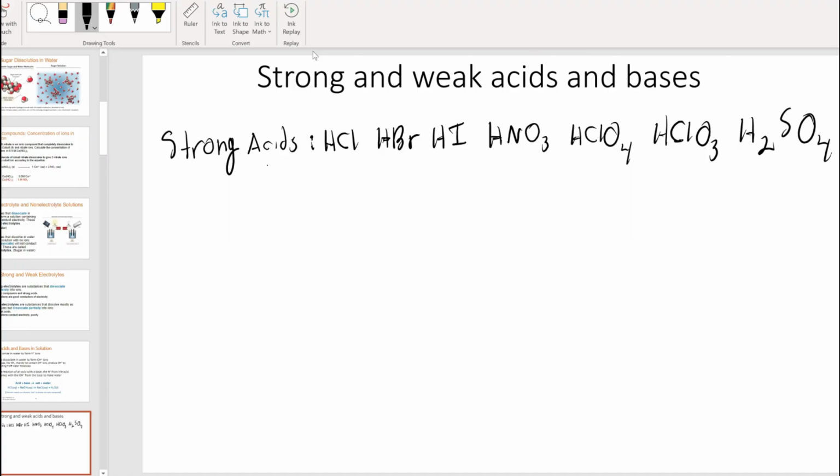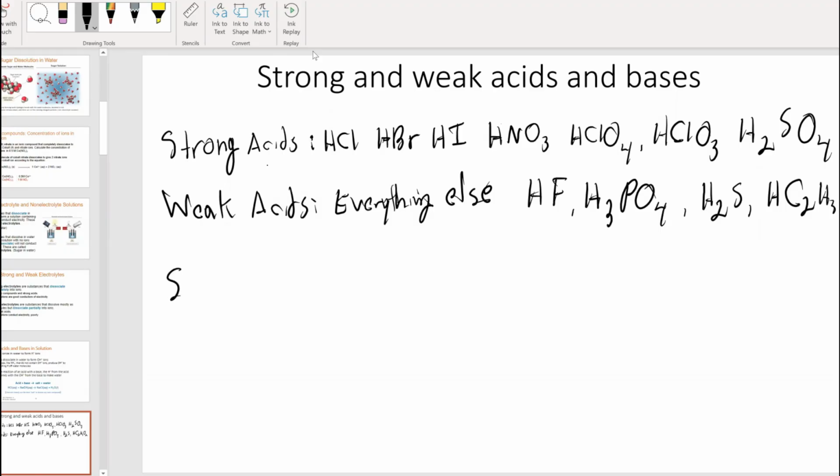And they're not in strong to weak order by any means, but this is a list of all of the very common strong acids. What about the weak acids? Is there an acronym for that? The answer is no. There's no acronym. But if you know the strong ones, by process of elimination, you know the weak ones. So anything that's not on this list, this Hickel, Hibber, High, Hino, Hiklo, Hiso, is a weak acid.